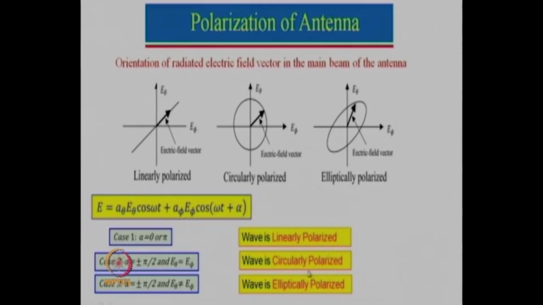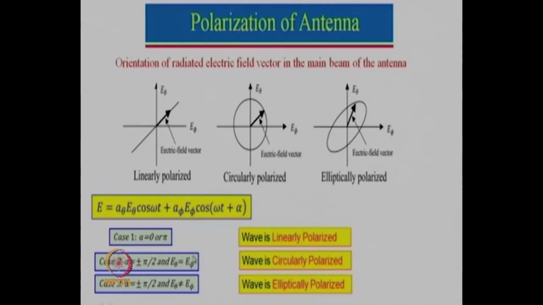Now, I will first talk about circular polarization. If E theta is equal to E phi, and the phase difference alpha between the two is 90 degrees, then the vector rotation will be in a circular fashion, and hence it is circularly polarized. Here also it depends upon whether it is rotating in this fashion or the other fashion. So, it is known as left hand circular polarization or right hand circular polarization.